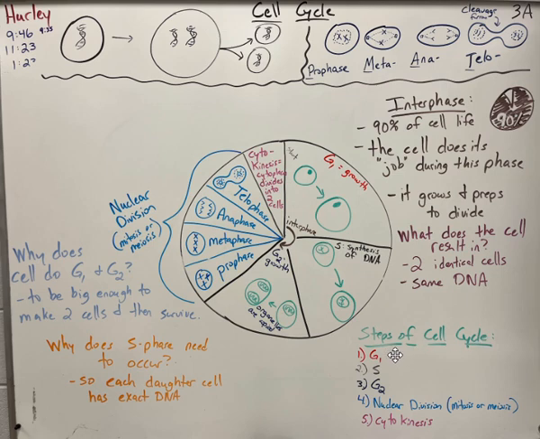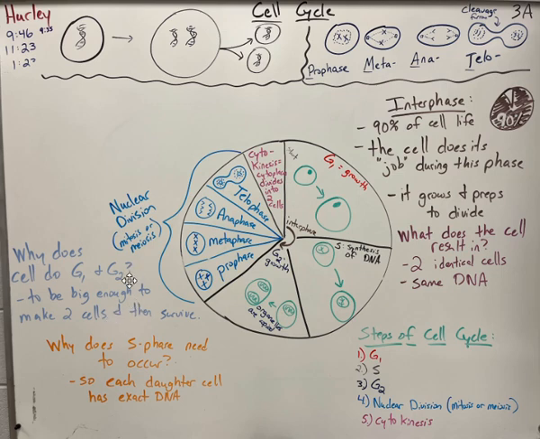So the cell cycle steps are, again, G1, S, G2. We've got nuclear division, and then we've got cytokinesis. You can see those right here. Why does the cell need to go through G1 and G2? It's to make sure that they're big enough, large enough to make 2 separate cells and survive.